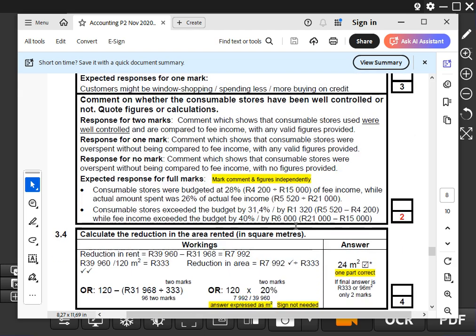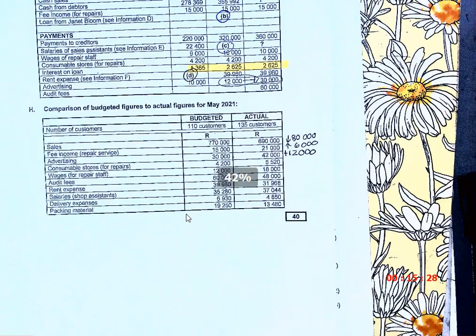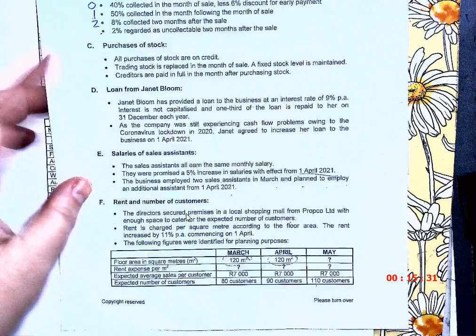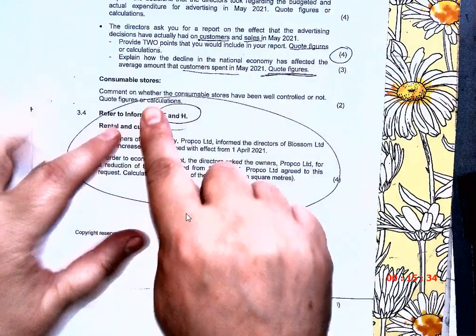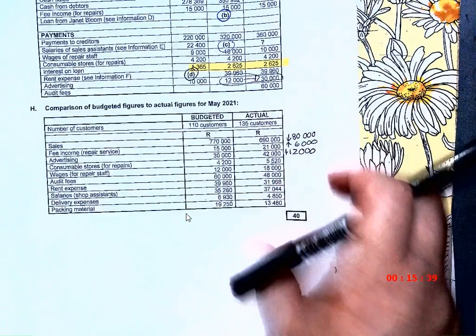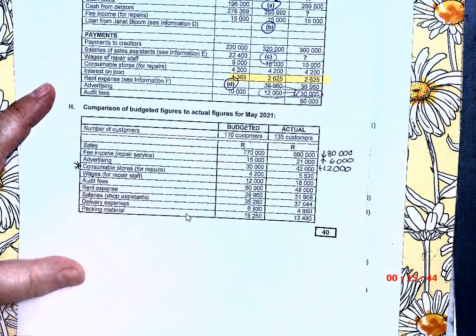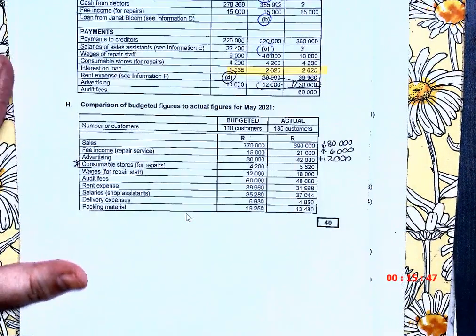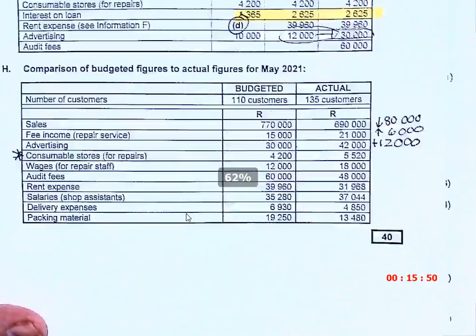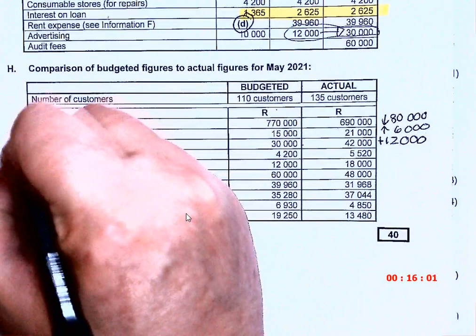Okay. Now let's go to the consumable stores. They asked me to comment on whether the consumable stores have been well controlled. Now, if I look at consumable stores, what do I link consumable stores with? That's what I use to repair the dresses. So I will link it with fee income.